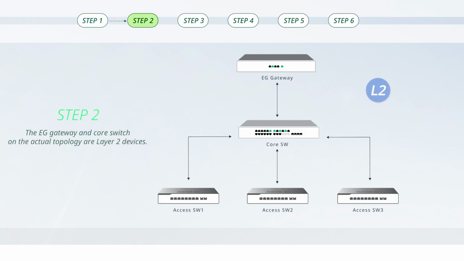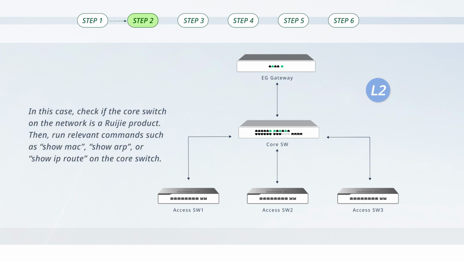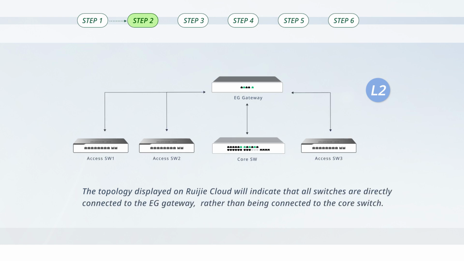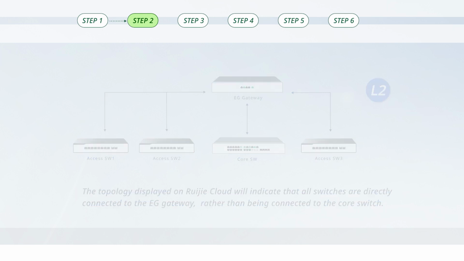Step 2. The EG gateway and core switch on the actual topology are layer 2 devices. In this case, check if the core switch on the network is a Ruijie product. Then, run relevant commands such as show MAC, show ARP, or show IP route on the core switch. If any of these three commands fails, the topology displayed on Ruijie Cloud will indicate that all switches are directly connected to the EG gateway, rather than being connected to the core switch.